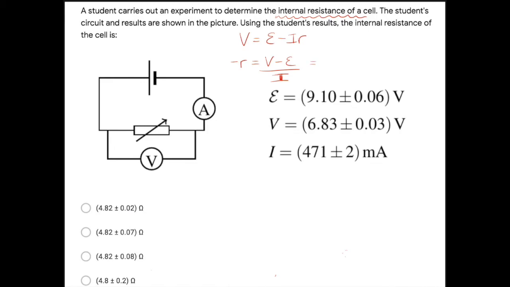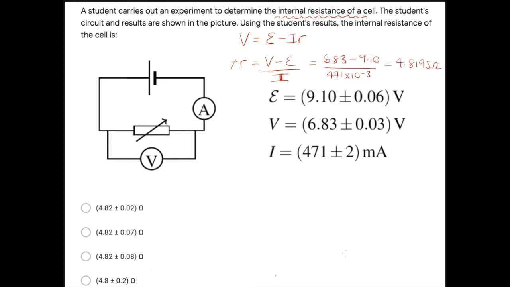So let's start by actually working out that value for r. Okay, so we've got V minus E, so we've got 6.83 minus 9.10 all over our value for current of 471 times 10 to the minus 3, because it is milliamps. Now when you work out that value for 6.83 minus 9.10, you'll get a value of minus 2.27. So what that means is that this minus r here will cancel, and when we then work it out, we end up with r coming out at 4.8195 ohms. So there is our value for r.